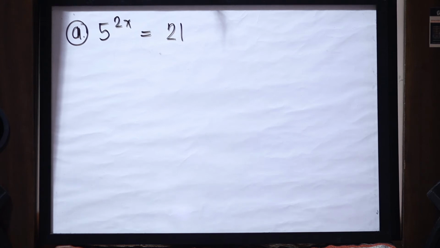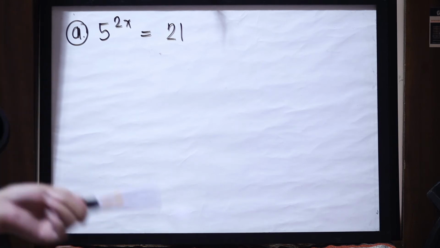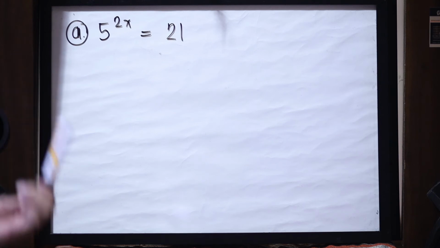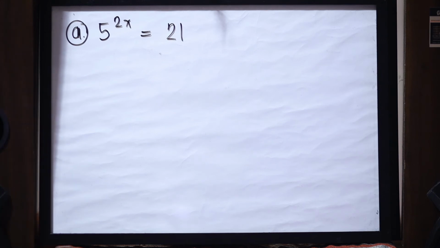Example number 1, we have 5 raised to 2x is equal to 21. So, this is an example of an exponential function na we cannot solve using the exponential rules. So, ang gagawin natin, i-apply natin yung logarithmic function. And if you'll ask me, ma'am, legal ba yun? Totoo ba talagang ginagawa yun? Yes po, ginagawa naman talaga iyon.